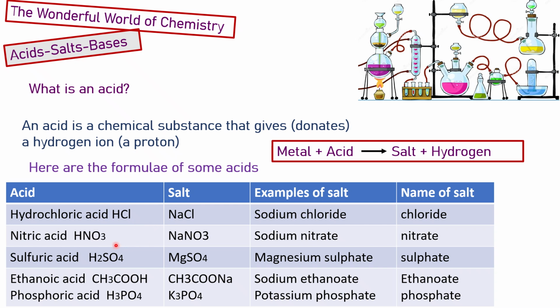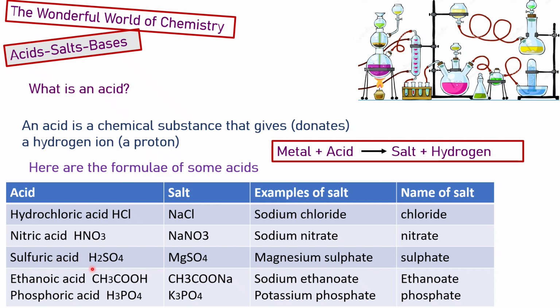Now, what about nitric acid? When it reacts with sodium, it forms the salt sodium nitrate. Sodium nitrate is in a group of salts which we call nitrates because their parent compound is nitric acid. They all started with nitric acid.